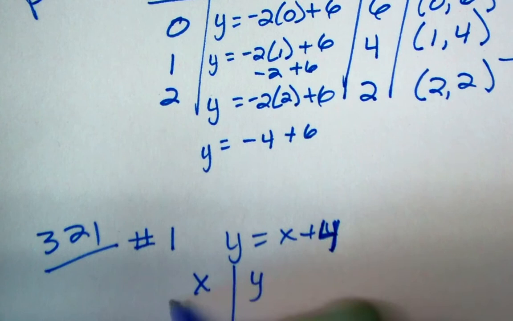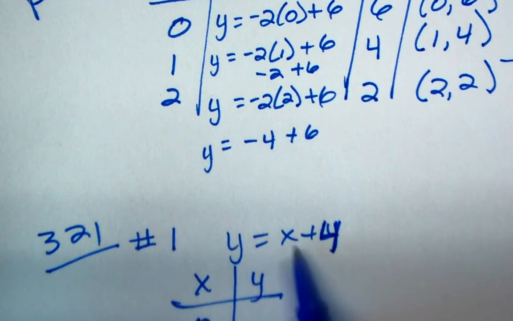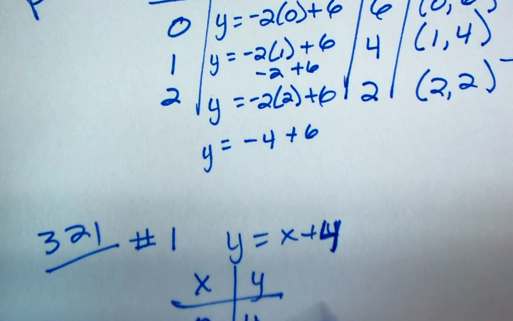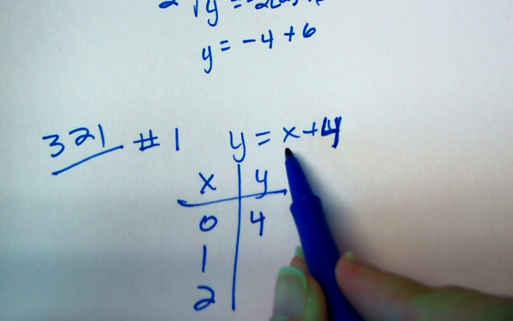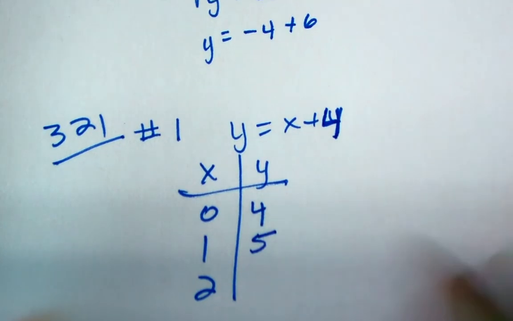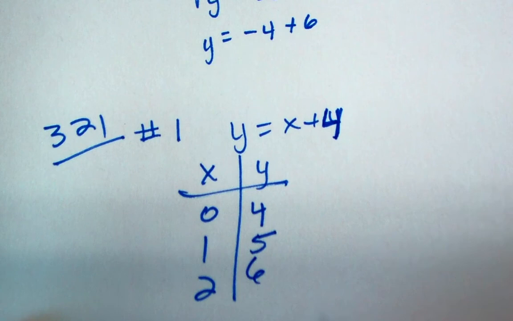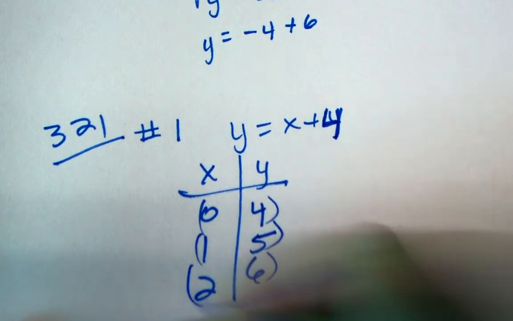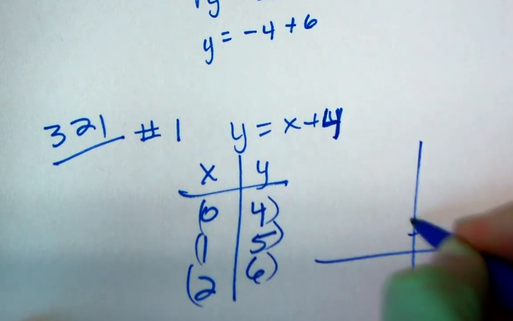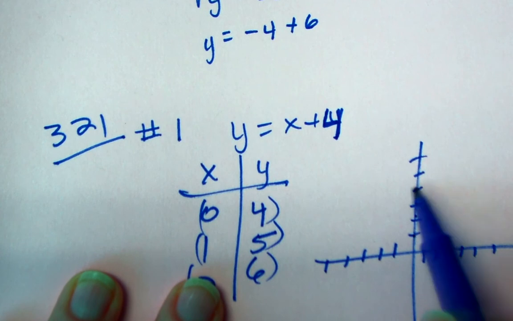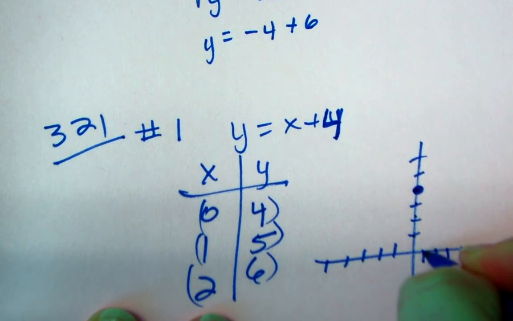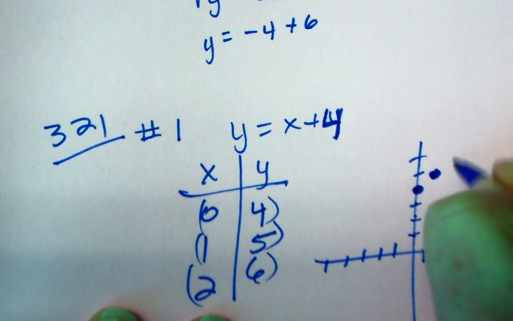So I'm just going to simplify my table. X is 0, y is going to be 4. X is 1, what is y going to be? If I plug in 1 for x, y is 5, and then if x is 2, it's going to be 6. So now these make my ordered pairs, and I can sketch my graph. So 0, 4 is 1, 2, 3, 4, and then 1, 5, 2, 6.